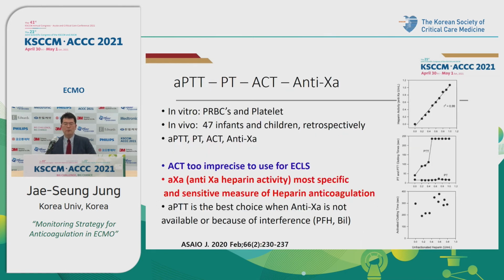This paper was also performed for infants and children. The result shows ACT is too imprecise to use for ECLS, and anti-10A activity was the most specific and sensitive measure of heparin anticoagulation. It suggests APTT is the best choice when anti-10A is not available, or when the patient has hemorrhage or hyperbilirubinemia.